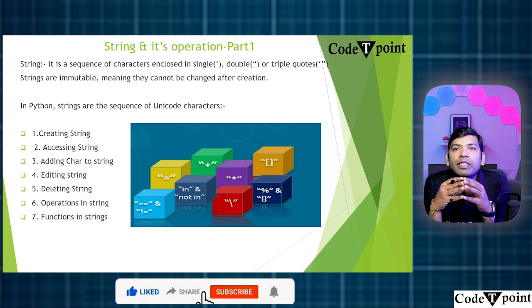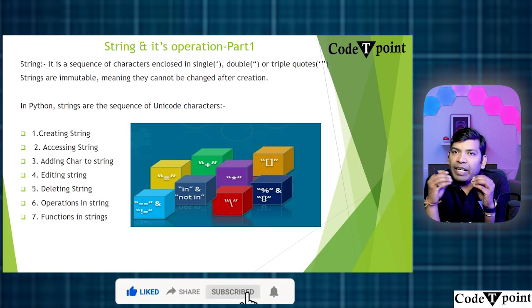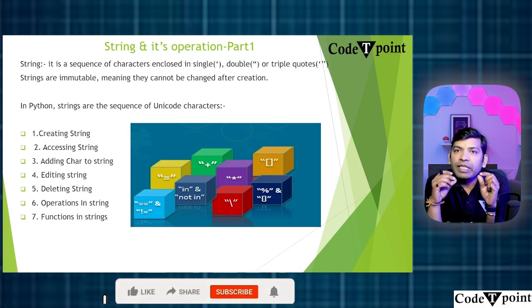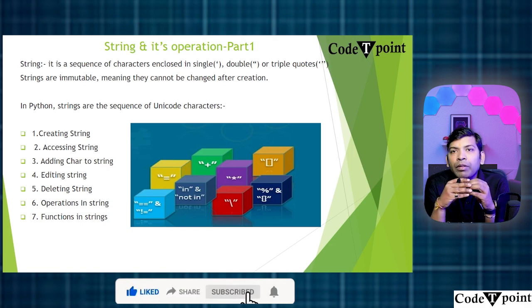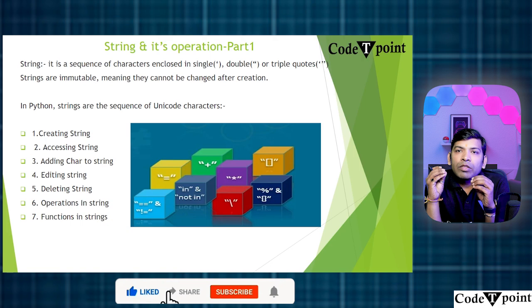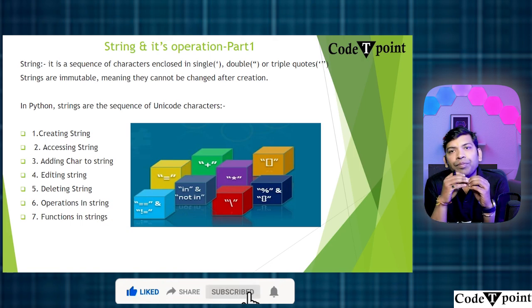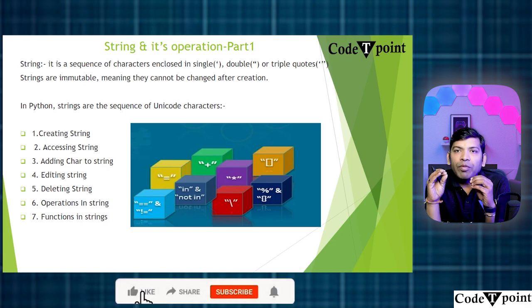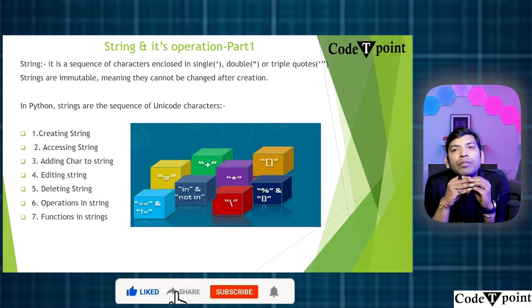We can say that a string is a sequence of characters, and it can be represented in single quotes, double quotes, or sometimes triple quotes as well. So what is the meaning of a sequence of characters? It means that the characters are placed in a particular order, and that order we express in the form of indexing, right?